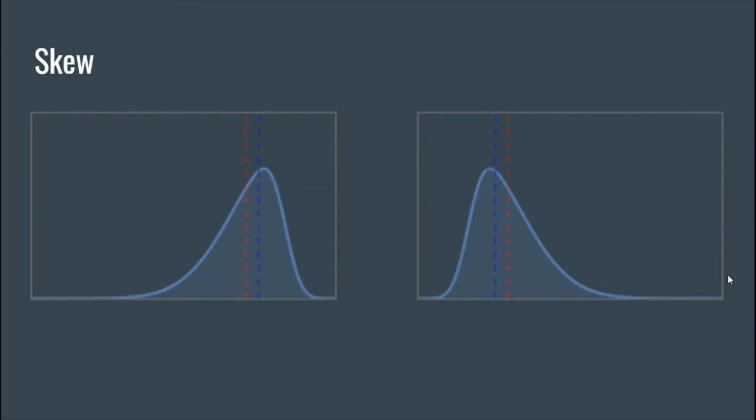So you got more values on the negative side or the left side of the graph. That would be a negative skew, and you got more values on the positive side or the right side of the graph, so that would be a positive skew.